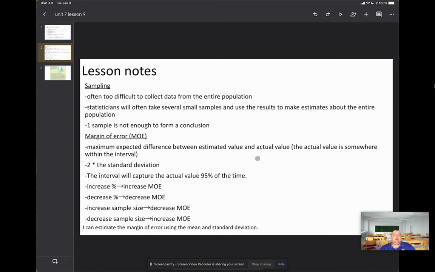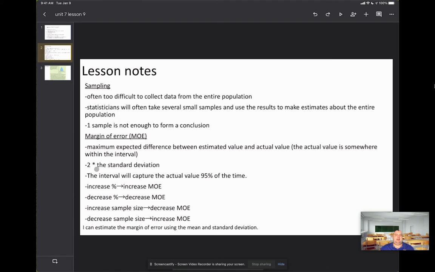So the margin of error is usually plus or minus a certain number of percent. The layman's term definition is that the actual value is somewhere within the interval. So you have an estimate, you have a margin of error that creates an interval, and usually your actual value will end up somewhere within that interval if you collected your samples well enough, without bias and randomly.